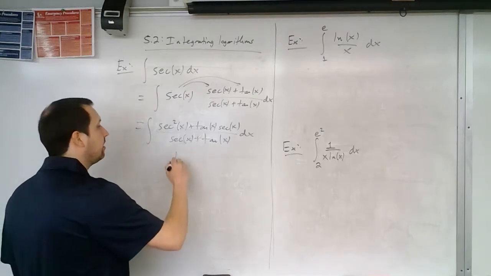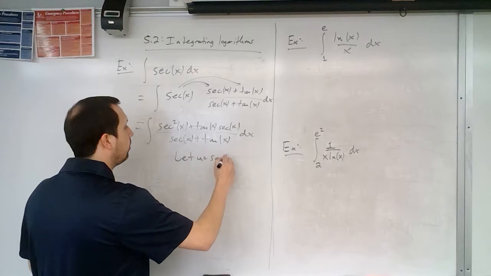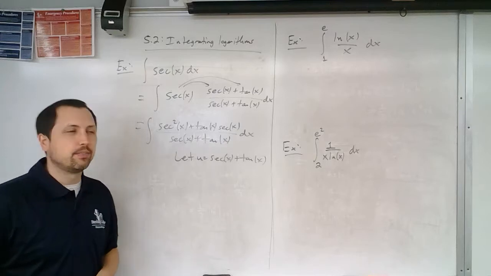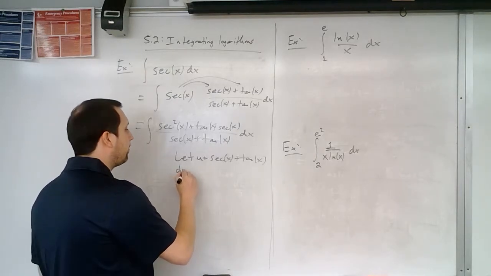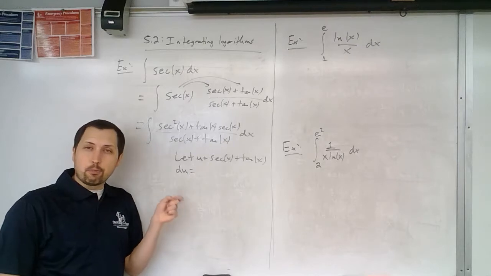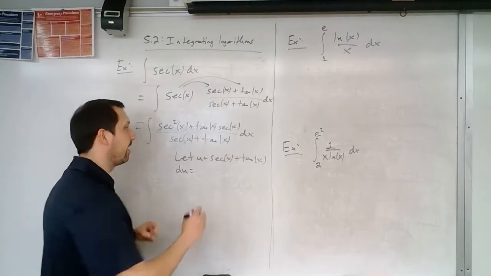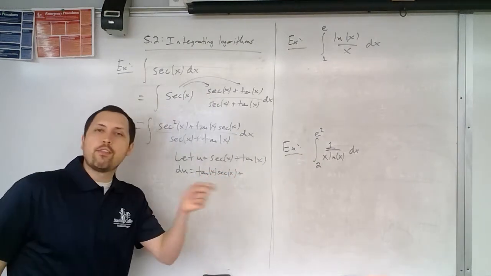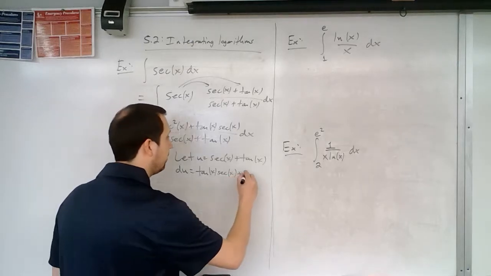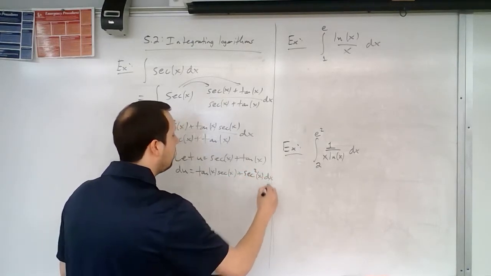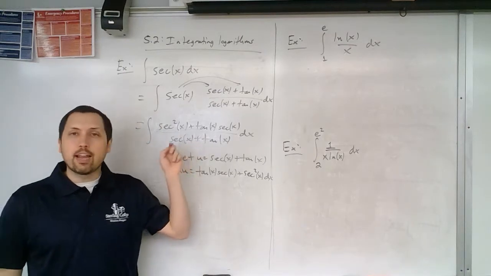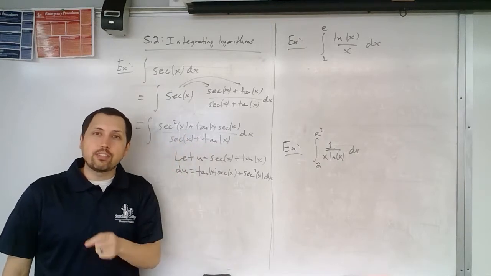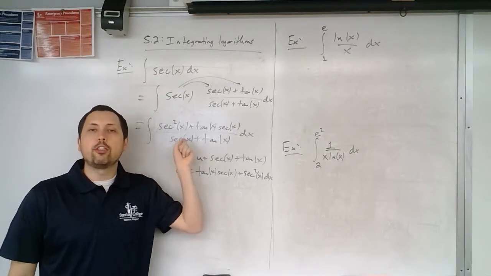I'm going to let u equal secant of x plus tangent of x. I'm going to let u be the denominator. Because if you remember the derivative of secant, that's going to be tangent times secant. So we have tan x secant x. And then think about the derivative of tangent, that's secant squared. So what you get is the denominator, when you take its derivative, is the numerator. So if you ever notice that, if you take the derivative of the denominator, you get the numerator, you should be thinking logs.